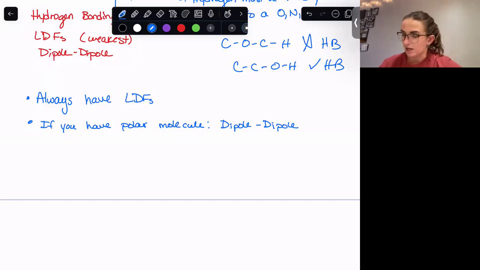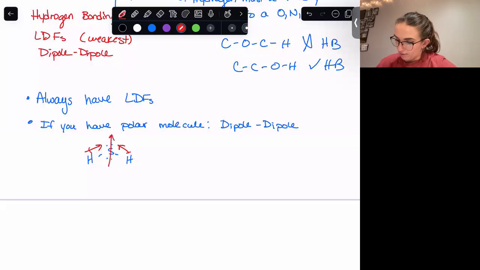So something like water. Let's do a different example of that. Something like H2S. These have polar bonds across the sulfur hydrogen bonds. And right, so this has an overall polarity here. So that will have dipole-dipole interactions with other compounds that have dipole-dipole interactions, or will have dipole-dipole interactions with itself.